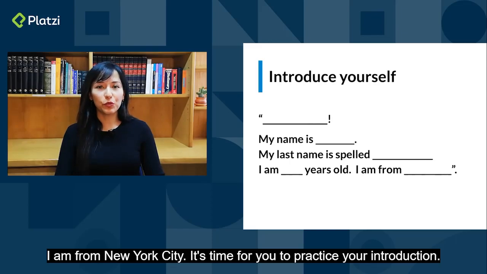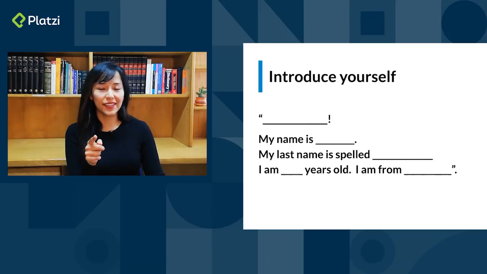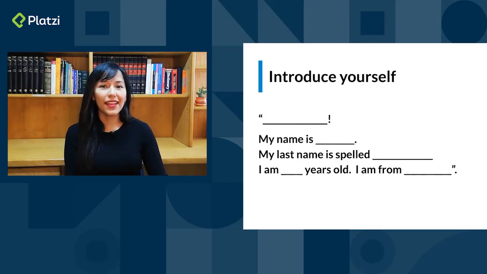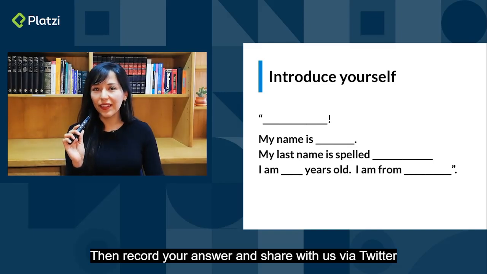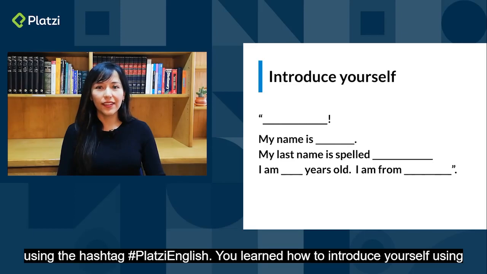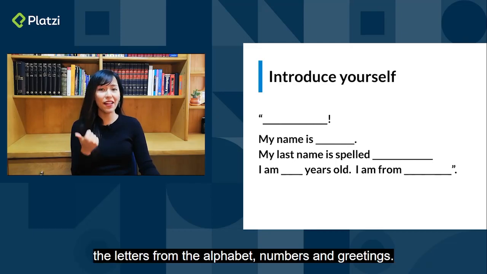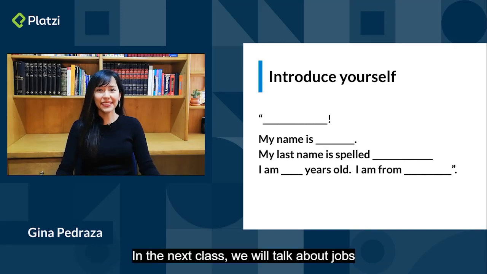It's time for you to practice your introduction. Look at the sentences. Complete the sentences with your answers. Then record your answer and share with us via Twitter using the hashtag #PlatziEnglish. You learned how to introduce yourself using the letters from the alphabet, numbers, and greetings. In the next class, we will talk about jobs.